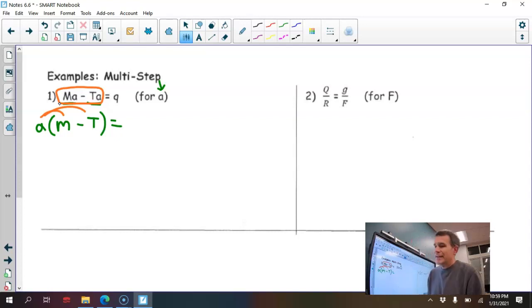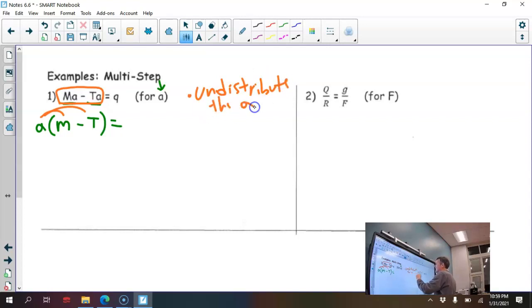So I'm actually working backwards here. Instead of distributing, I'm undistributing. Undistribute, I can't spell, undistribute the A. Since both terms have the A in it, I can remove it. I can undistribute it. That is actually called factoring, which you will learn a lot about next year. I will factor out the A.